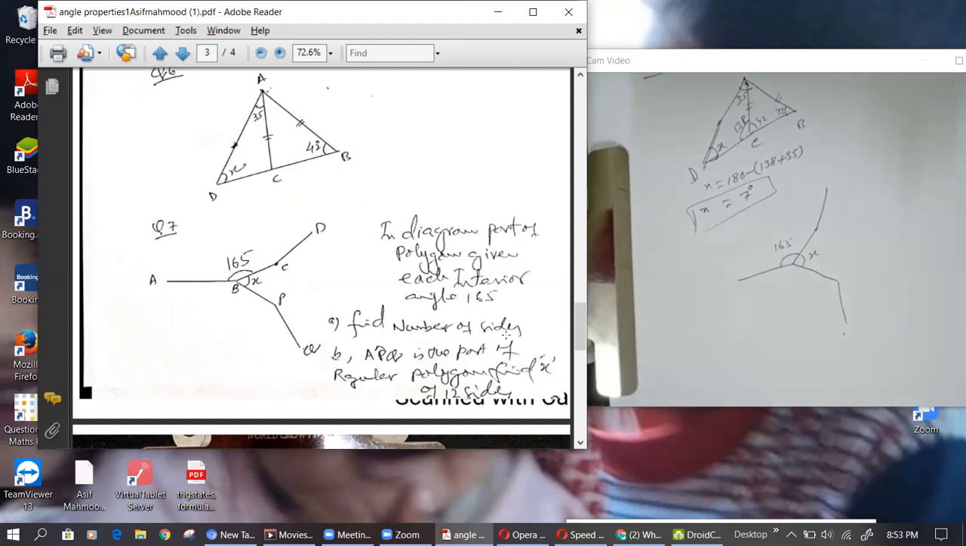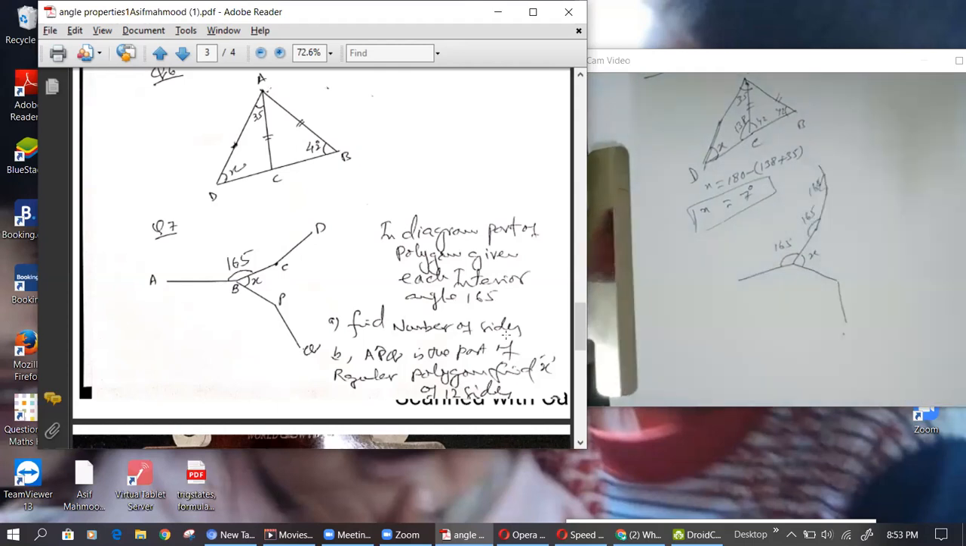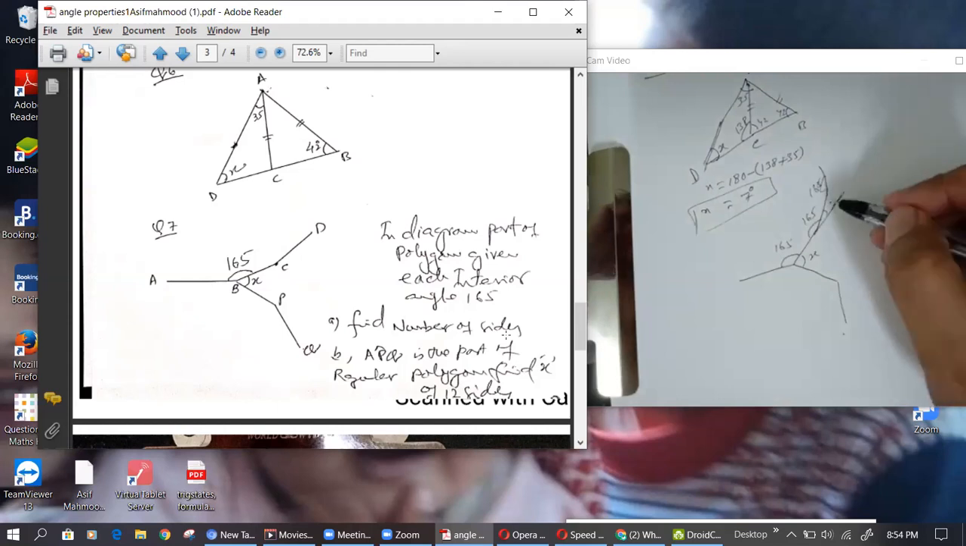First of all, tell me the number of sides. If every interior angle is 165, how many sides are there? Okay, sir, I got 24. Very good. So first you calculated the exterior angle, and then divided. The exterior angle was 15, so 360 divided by 15. So the answer is 24. 24 is the number of sides. Okay, first problem is done.